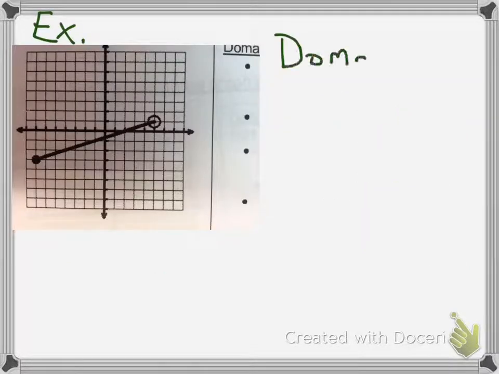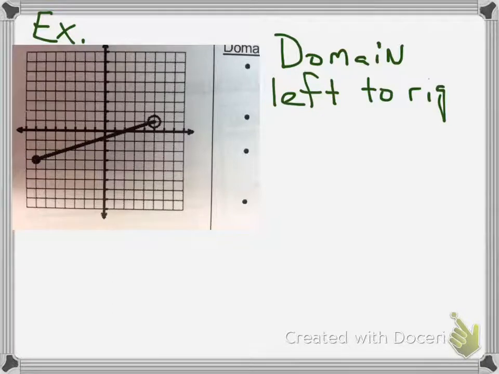So here's your first example. I want to list my domain and my range. There's a couple of different ways to show this. One is just the normal notation, and then we're going to talk about interval notation. Domain is the x values, which means it concerns itself with going from left to right.